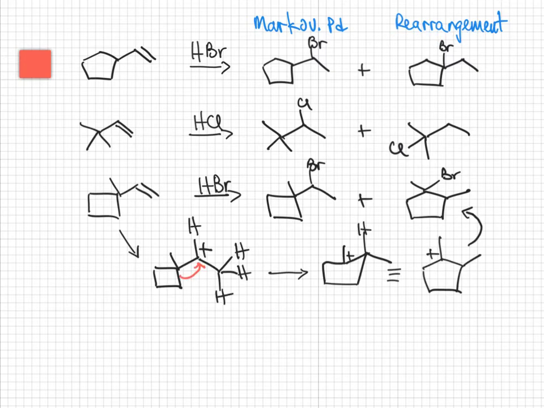In the case of the vinyl cyclobutane, secondary carbocation rearrangement occurs upon ring expansion. This ring expansion relieves ring strain and forms a tertiary carbocation. Nucleophilic attack of the bromide nucleophile on the tertiary carbocation gives the bromocyclopentane as the major rearrangement product.